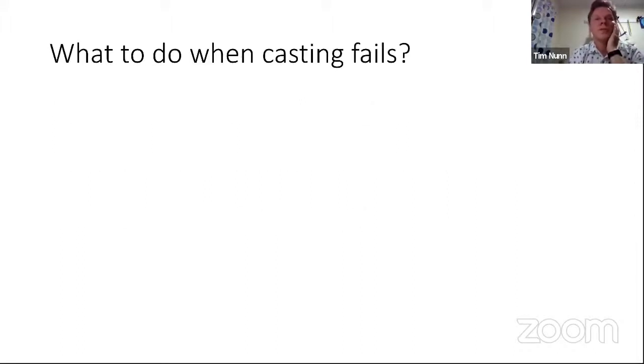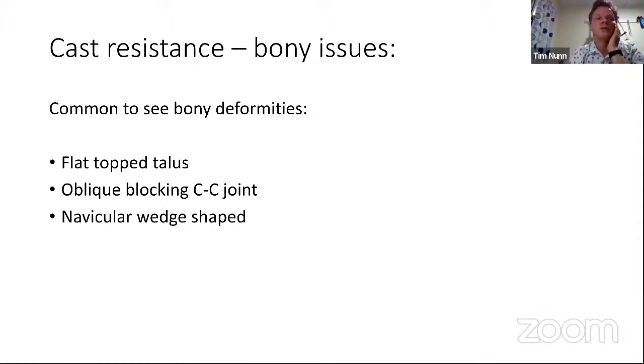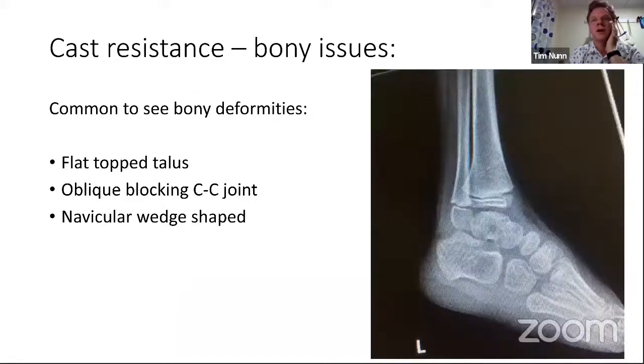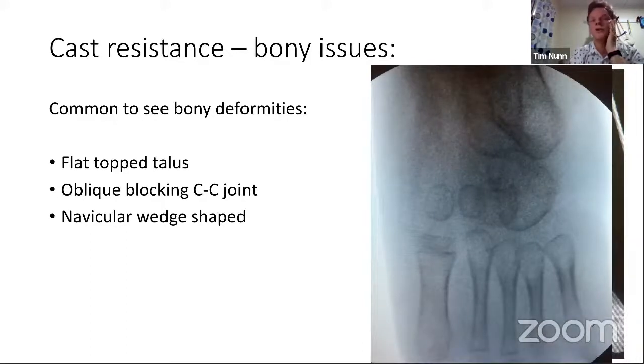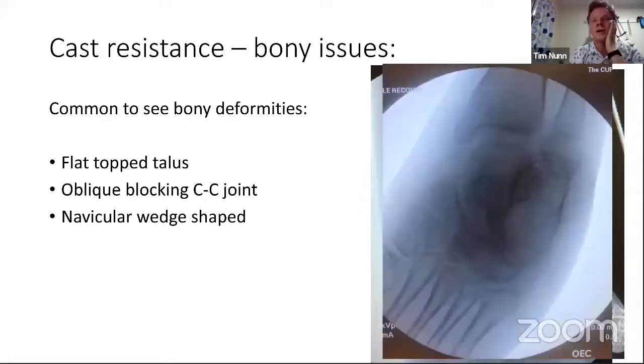So just to talk about that for a brief moment, we do see cast resistance, and the common bony deformities that cause that are the classic flat top talus, obliquity of the calcaneal cuboid joint, and sometimes the cuboid does resemble more of a triboid than a cuboid. And you can see the thumb finger process of the calcaneum probably is never going to reduce in these cases. And thirdly, as has been previously mentioned, the navicular is somewhat wedge-shaped. And so the further correction you get, the more difficult it is.